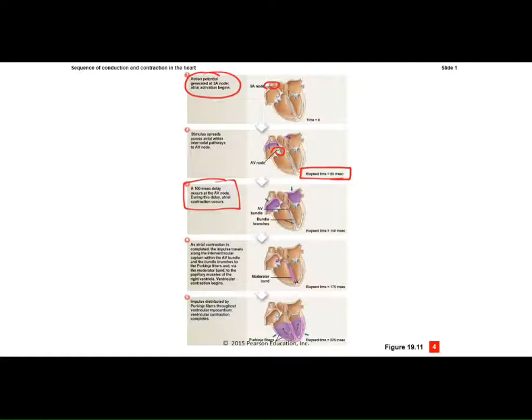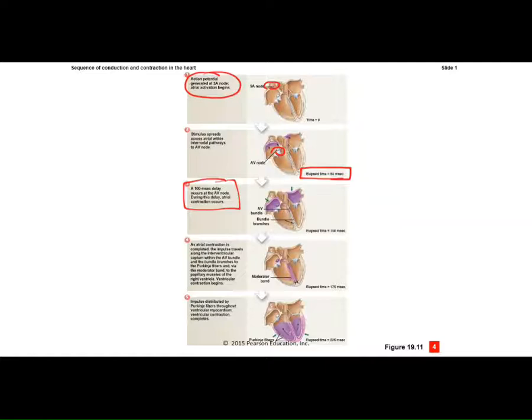If there wasn't a delay and the signal went from the SA node to the AV node and then straight down the Purkinje fibers, what would be the problem? Think about this. If there wasn't a delay and the SA node got to the AV node and the AV node just took that signal and flew around the Purkinje fibers and then the ventricles started to squeeze, what would you have not given the heart enough time to do?